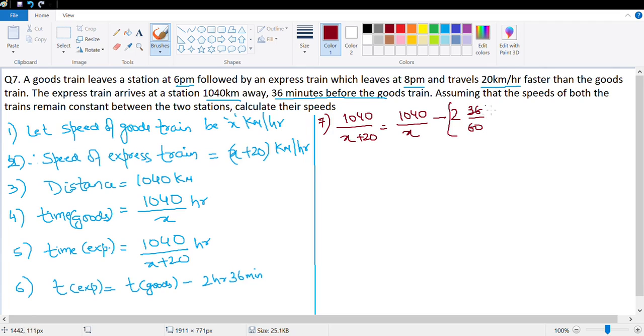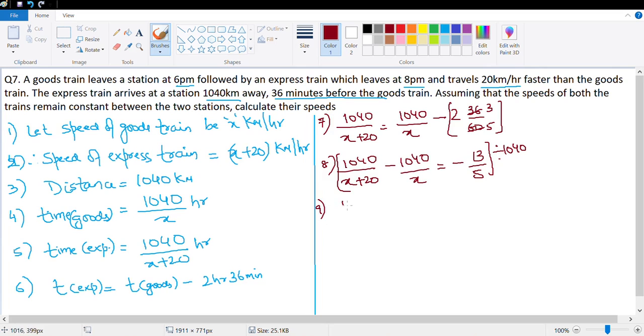This is 12 into 3, 12 into 5. So this becomes 1040 upon x plus 20 minus 1040 upon x is equal to negative 13 upon 5. Right, that's correct. Okay, so now let's divide everything by 1040 to reduce the big numbers here. This becomes 1 upon x plus 20 minus 1 upon x is equal to negative 13 upon 5 multiplied with 1040. 13 into 1, 13 into 8.